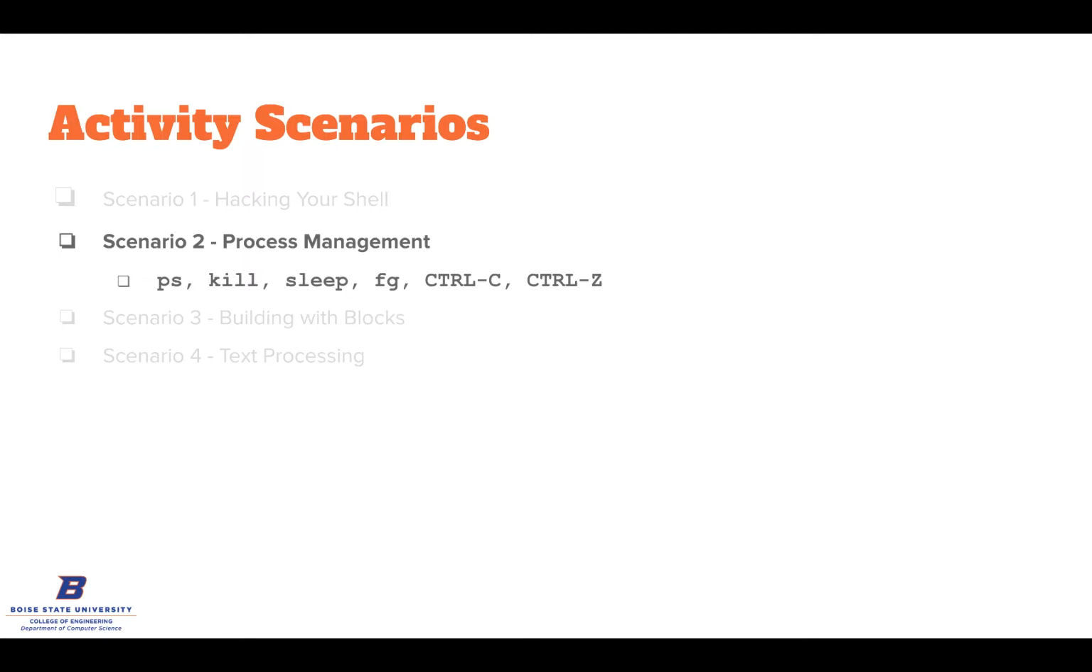The commands that you'll use to manage processes are PS, which will list out all the processes running on the system. Kill will send a signal to a process. Sleep is a command. It's not really managing a process, but we're going to use the command so that we can explore how the processes work. FG is for foreground. We can bring a process to the foreground. Control C will terminate a process. Control Z will stop or pause a process.